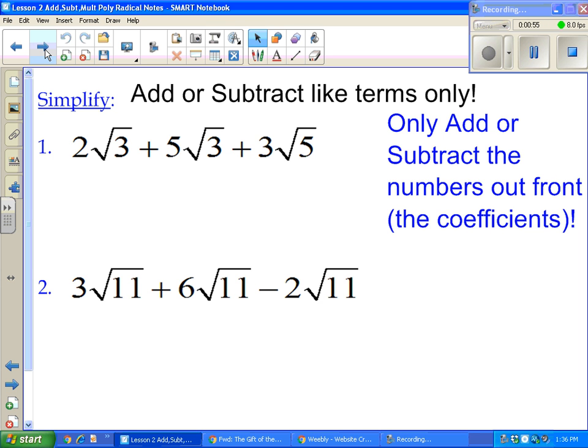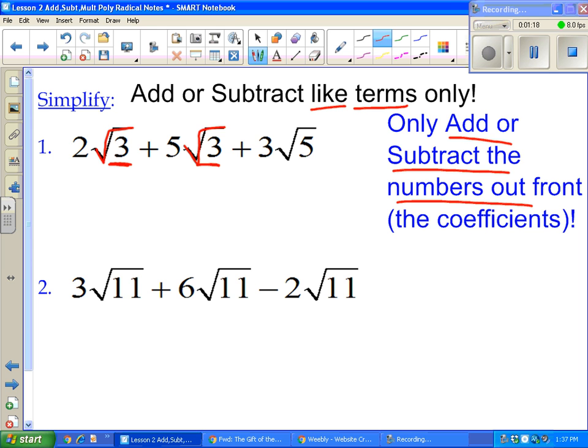You can only add or subtract if what is underneath is considered the same. So I have square root of 3 and square root of 3. Those are considered like terms, okay? They have the same thing under the square root. So 2 square root of 3 and 5 square root of 3, those two terms are alike. It's kind of like what happens if you have x's. So if I had 2x's plus 5x's, then I would only add or subtract the numbers in front, and I would get 7x's. These are square roots of 3, but you still treat them the same way.